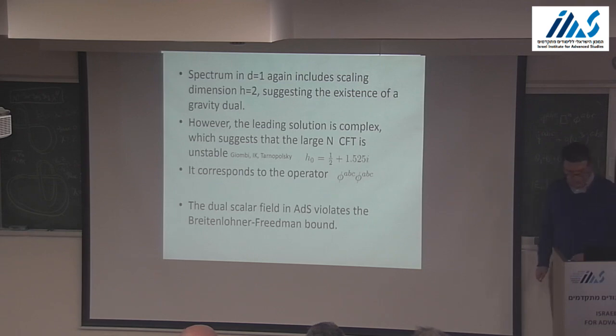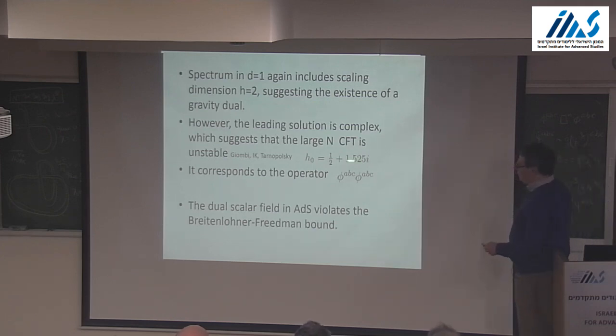Okay, and then you can, for example, go to d equal 1, and then there is still an h equal 2 mode, but which is just the phi box phi. So the phi box phi operator still has h equal 2 from Schwinger-Dyson, namely the second solution. But the first solution is complex with a pretty large imaginary part. It's 1/2 plus i times a large number. So this certainly shows that it won't be like the usual. It's very far from being as good as the fermionic model.